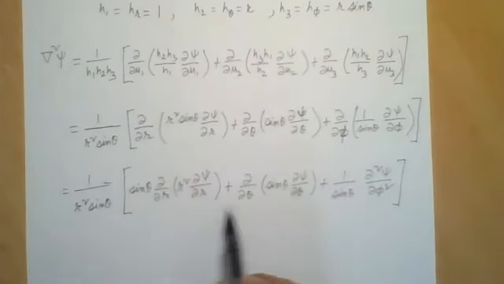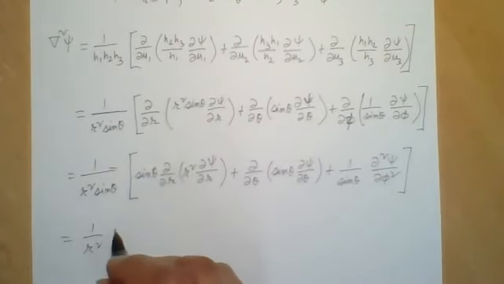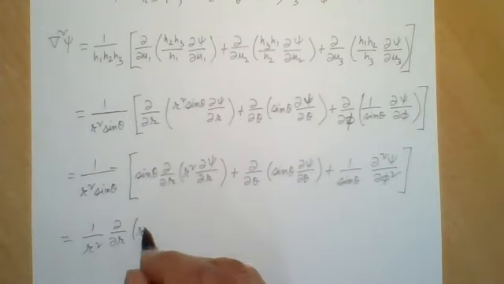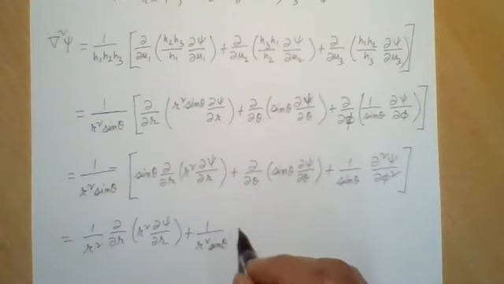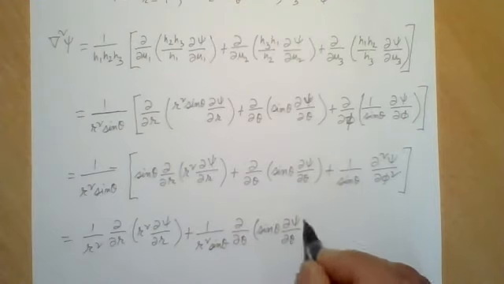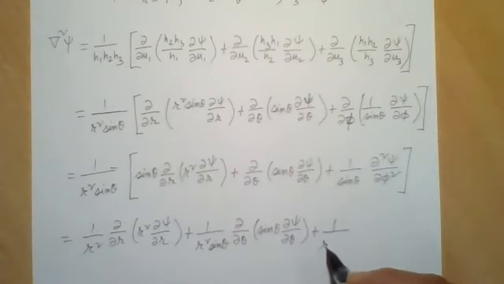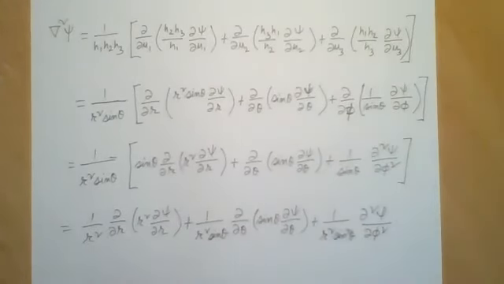Now I divide throughout by r square sine theta. So this becomes 1 by r square, dou by dou r, r square dou psi by dou r, plus 1 by r square sine theta, dou by dou theta, sine theta dou psi by dou theta, plus 1 by r square sine square theta, dou 2 psi by dou phi square. So this is the expression for Laplacian of the scalar field psi in spherical coordinates.